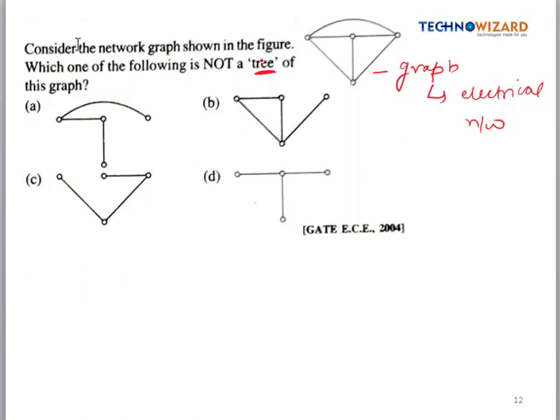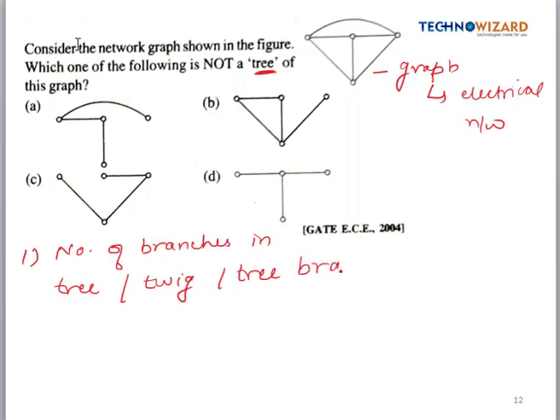Tree branches are denoted by the dark and solid lines like this. So these are the branches of the tree. Now we have to find out in this question which is not a tree. First of all, let's find the number of branches in a tree. The number of branches in a tree is also called a twig, another name for the tree branch, which is given by n minus 1, where n is the number of nodes in the graph.